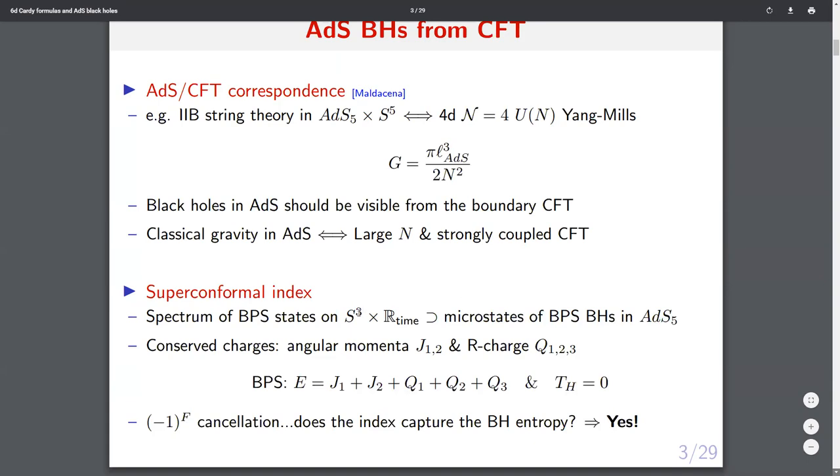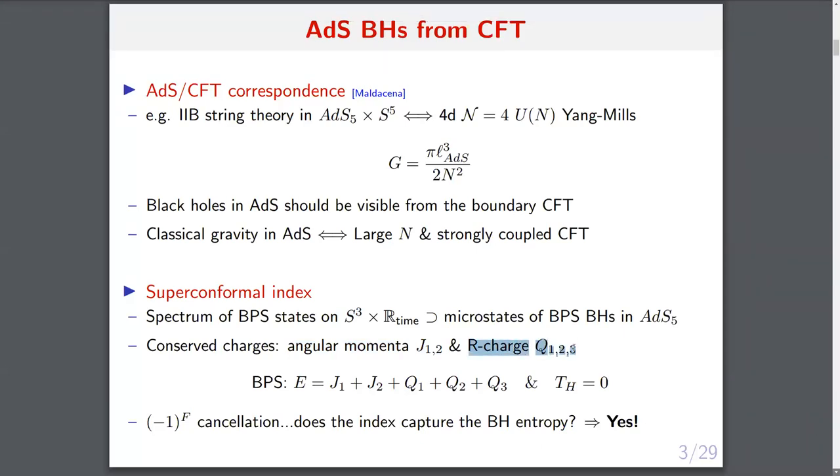In 4D N=4 theory, there are five conserved charges. The first are the two angular momenta J1 and J2 on the three sphere. The second are the three R-charges Q1 to Q3 of the SO(6) R-symmetry. These R-charges become the electric charges of the dual black hole. In the BPS sector, the energy is given by the sum of the charges, and the dual black hole is stable with zero Hawking temperature.